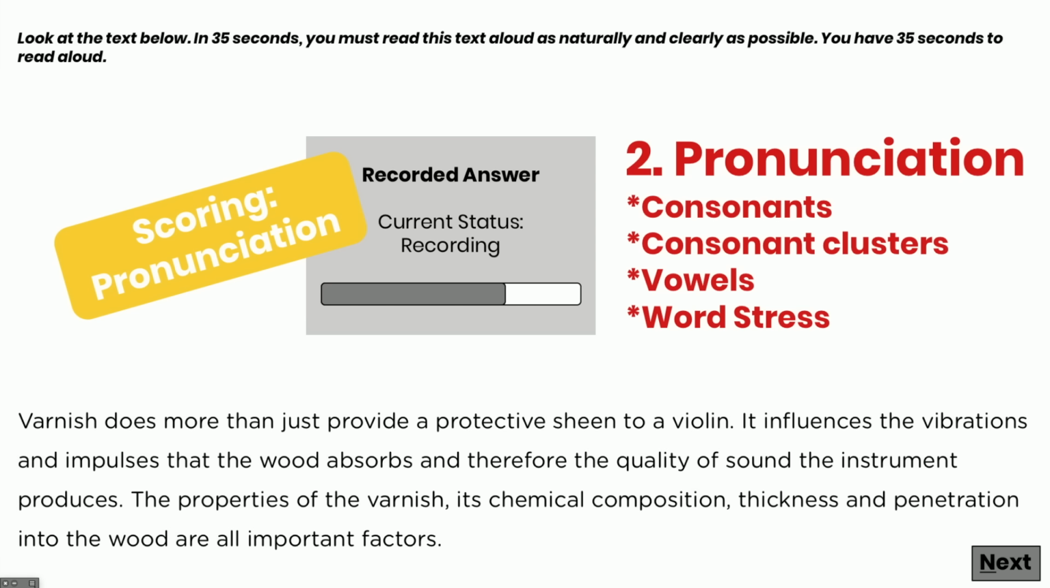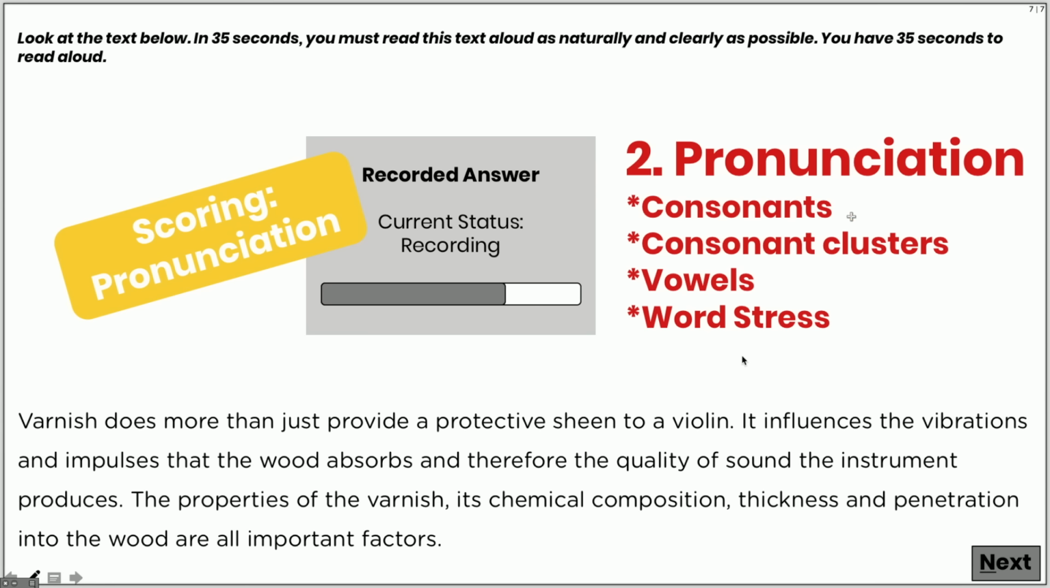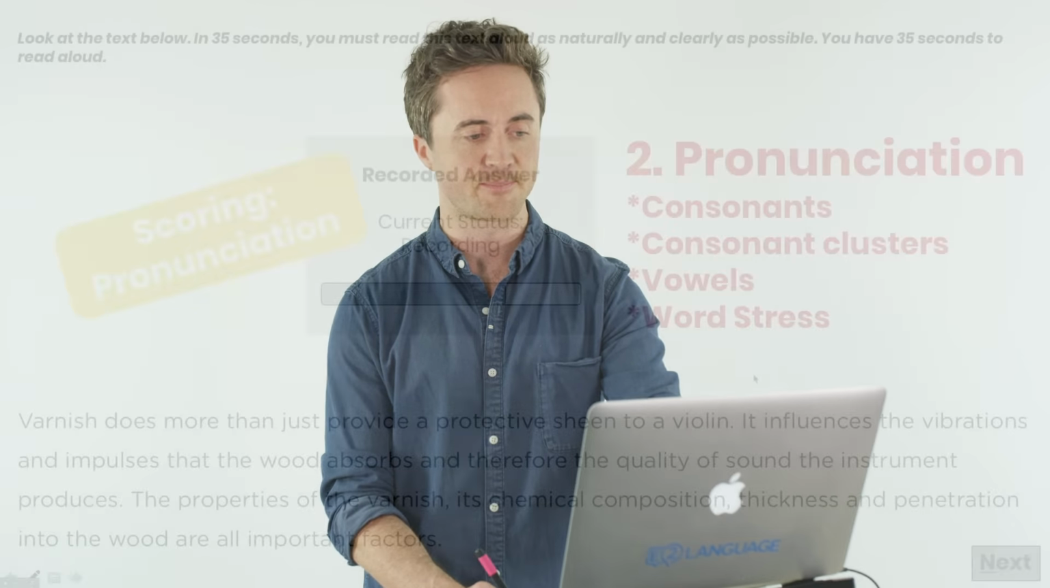Now pronunciation consists of various sub-elements. First of all, you need to know how to pronounce consonants, right? Consonant clusters, vowels, and also word stress would fall under pronunciation. We're going to look at each of these in detail and do a little bit of practice, okay? So let's start by looking at consonants.